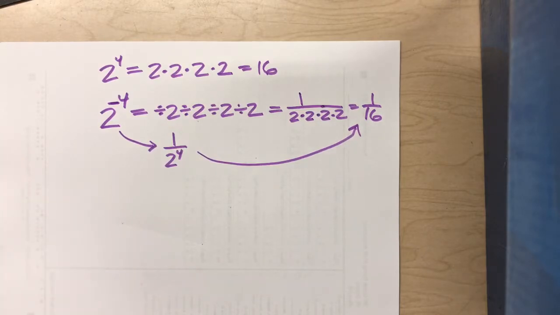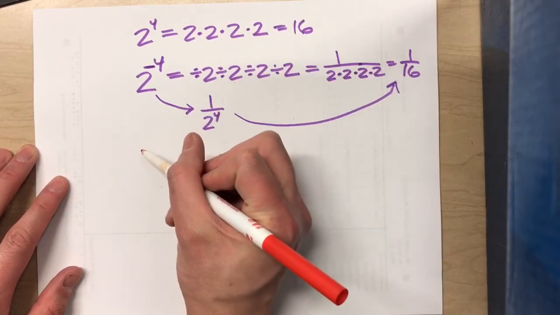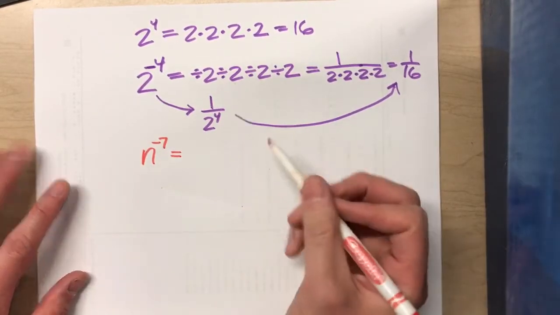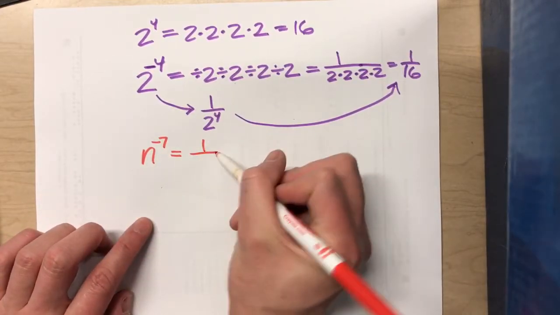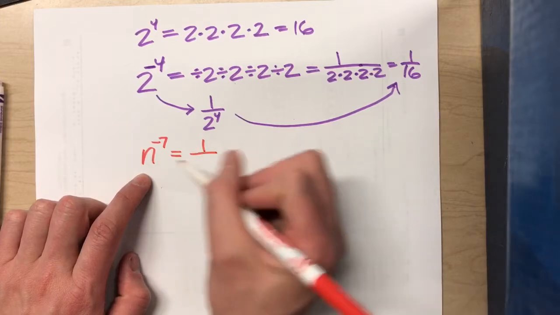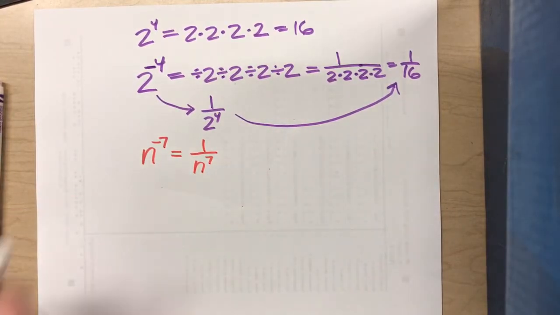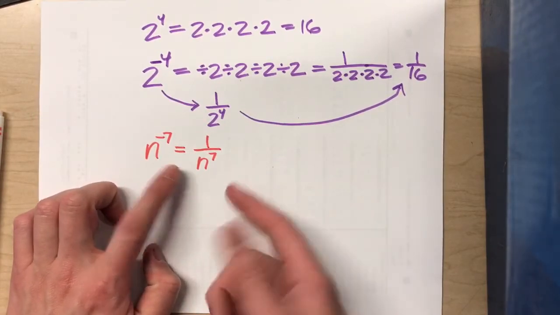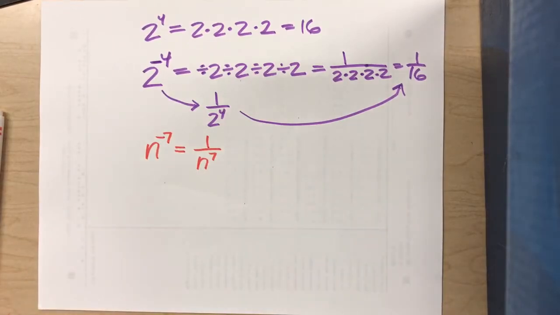Now, this is true even if the base isn't an actual number. It could be a variable. For example, let's say n to the negative 7th power. All that means is, because it has a negative exponent, we put a 1 over n to the regular 7th power. And that's all it is. Notice, it doesn't make this answer negative. That negative exponent represents that it's a fraction.